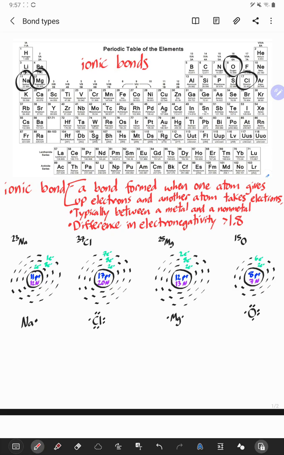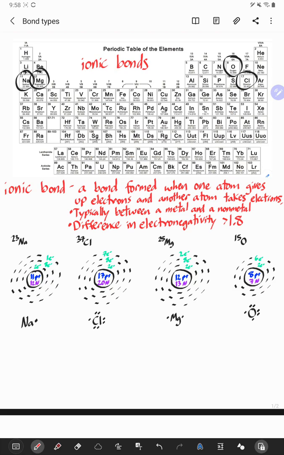We'll talk about these last two bullet points later on, but for now, we're just going to be focusing on this first part, it being a bond formed when one atom gives up electrons and another atom takes electrons. So here I have drawn 4 Bohr models of sodium, chlorine, magnesium, and oxygen. And we're going to be using those along with these Lewis dot structures here below to help us determine which of these atoms is going to be giving up electrons and which atom is going to be taking electrons to form a bond between the atoms.